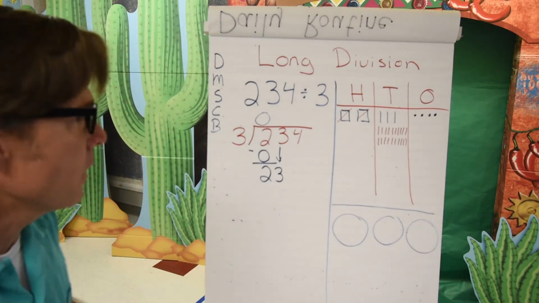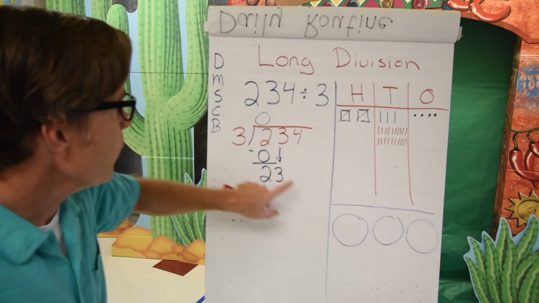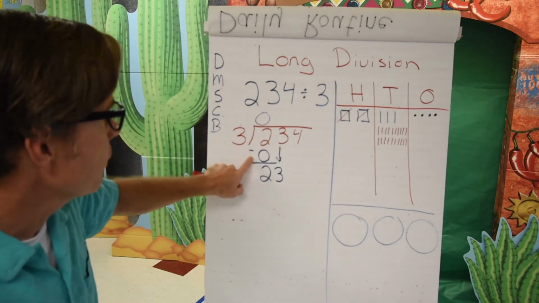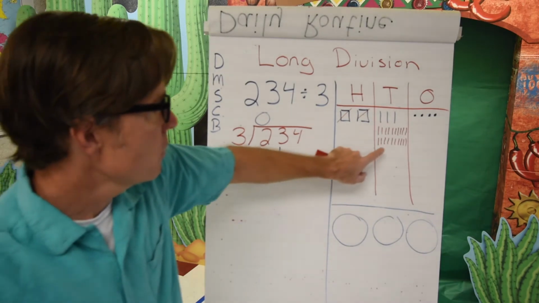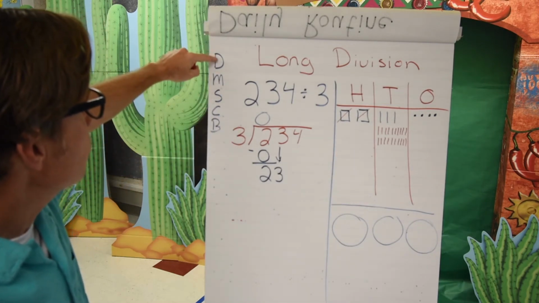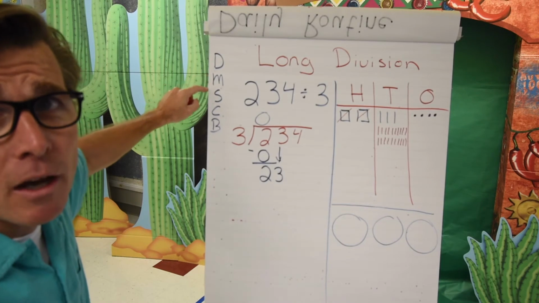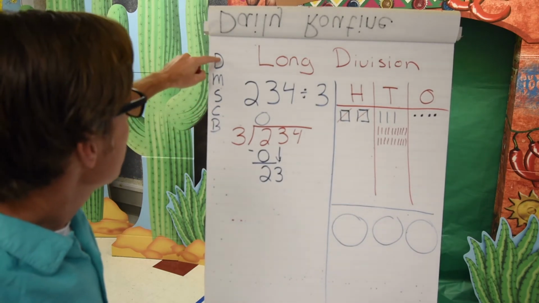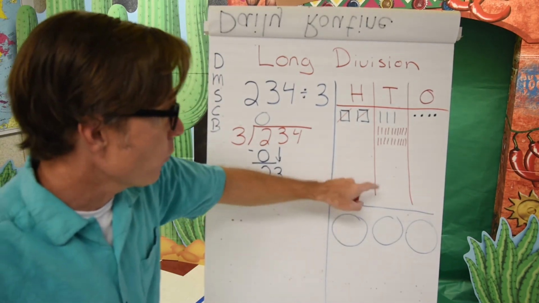Let's see what really happened there. We were unable to do the hundreds. So we had to cash in those 200s for tens. 23 tens, 23 tens. So now we're going to go back up to the top, because we've gone all the way through our DMSCB, also known as Does McDonald's Serve Cheeseburgers? So we're back to division, but now we're taking our tens and dividing our tens among the 3 groups.